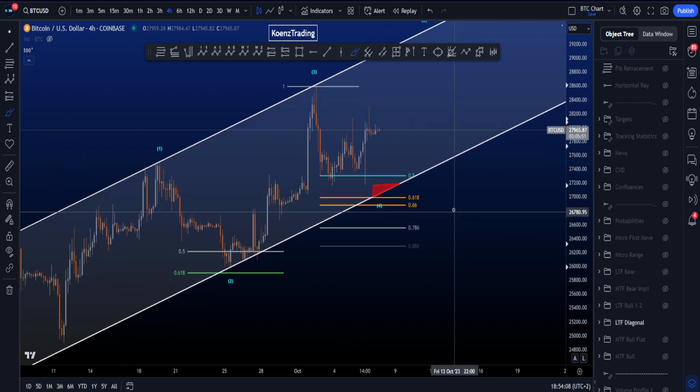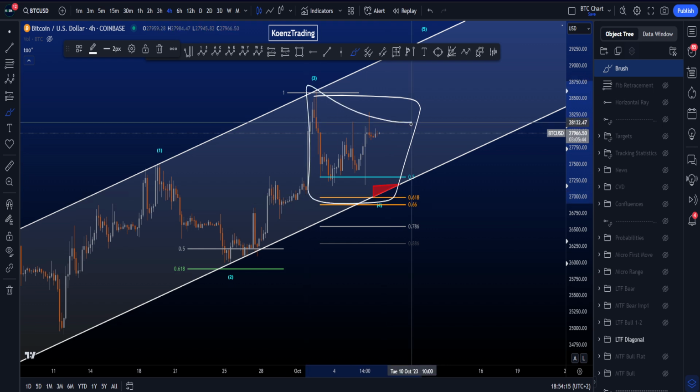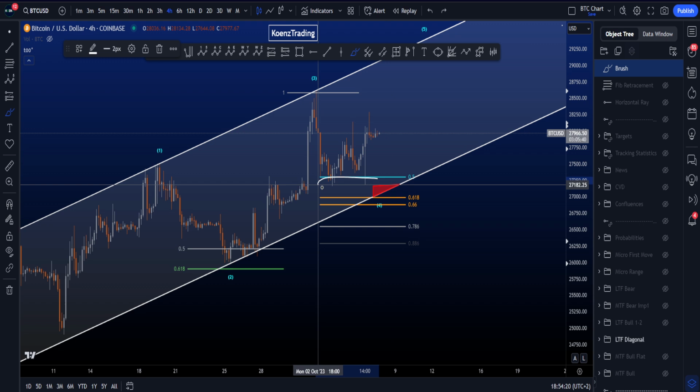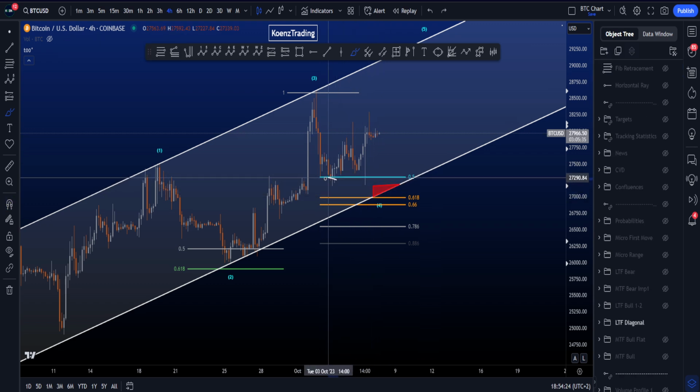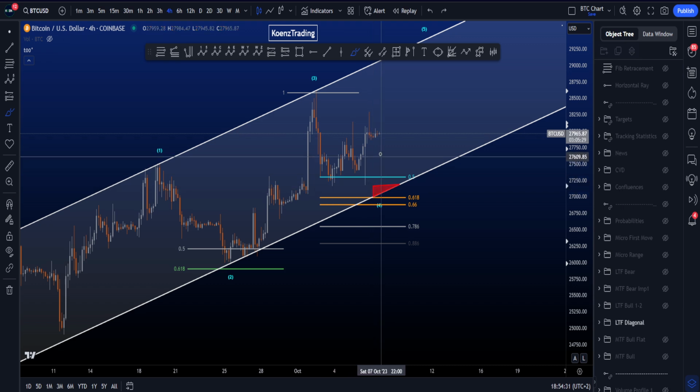Now, what is also a little bit of a problem for this scenario at the moment is this red triangle over here. Based on the probabilities, very, very locally, the probabilities are a bit higher to move to the downside to take the double bottom that price left over here. Now, Bybit already took the double bottom, or at least Bybit took this low over here, but on my chart, this low has not been taken, as well as on many other charts.